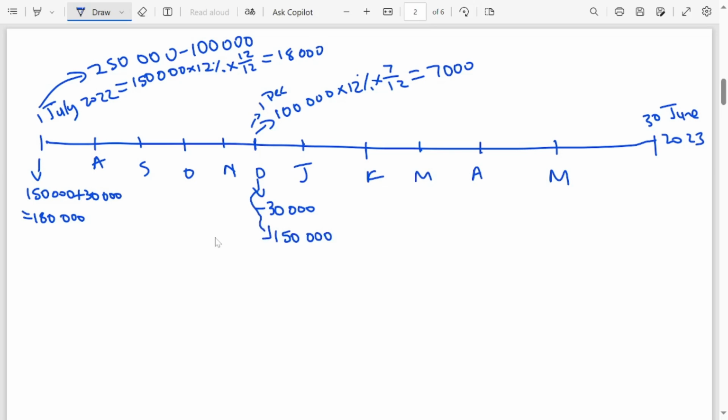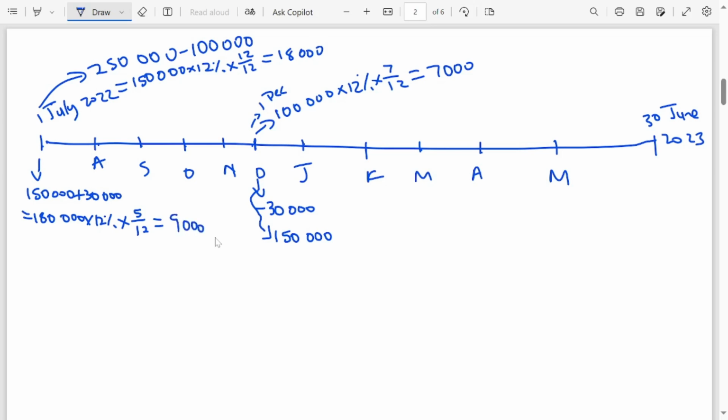So we're going to say 180,000 multiplied by 12% multiplied by. So the 180,000 stayed for how many months? July, 1, 2, 3, 4, 5. It stayed for 5 months because from 1 December, it was now 150,000. So we're going to say multiply by 5 over 12. So 180,000 times 12% times 5 over 12, that is 9,000.